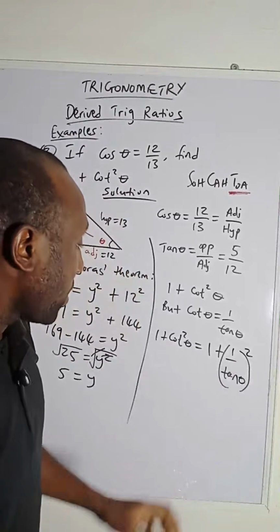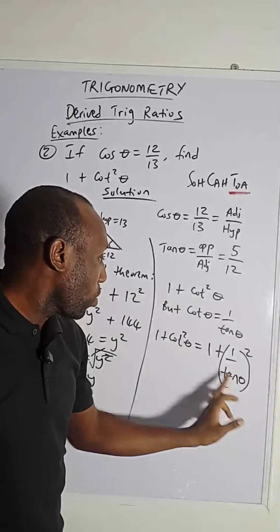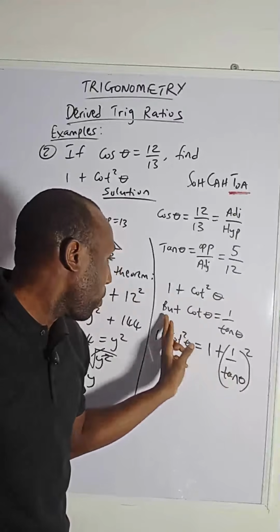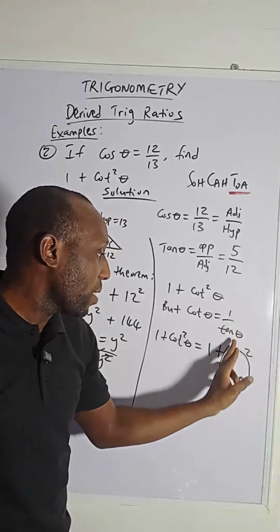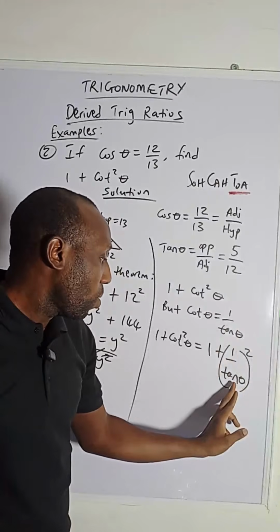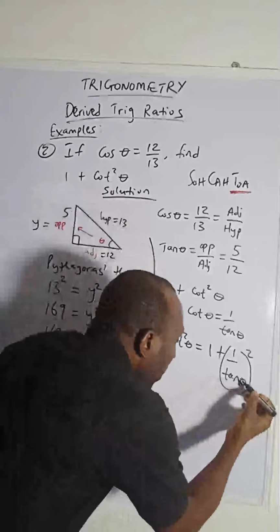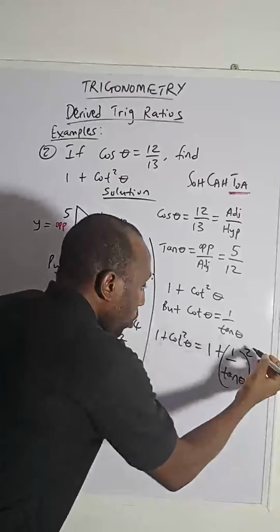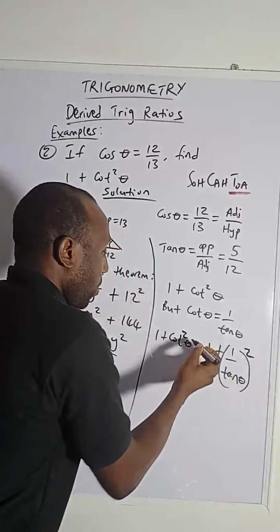1 over tan theta is cot theta. I replaced cot theta with 1 over tan theta. And you might be wondering, where is this square? This square is what I have here.